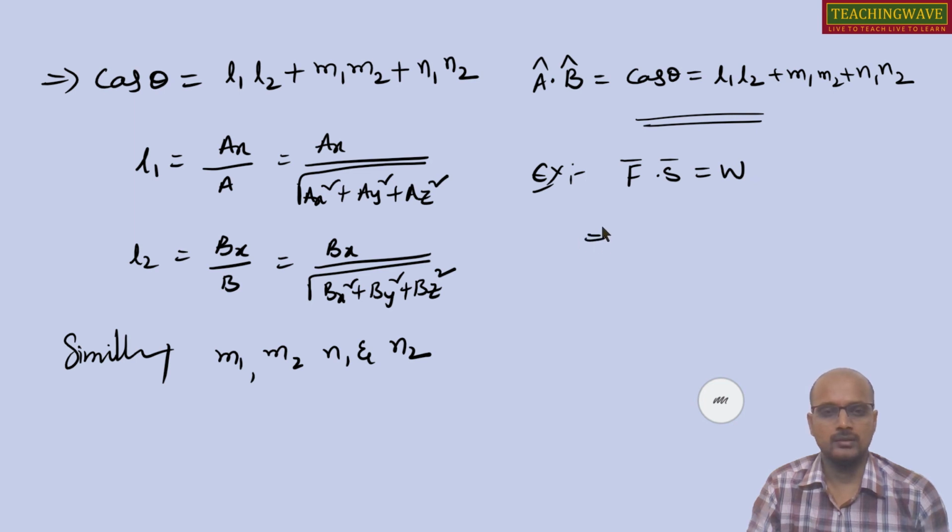Similarly, power P is equivalent to the dot product between force and velocity, F bar dot V bar. That means if any body moves with a velocity v bar due to application of F bar, in that situation the power delivered by that force we can call as P is equivalent to F bar dot V bar.